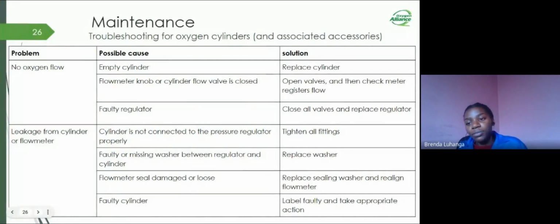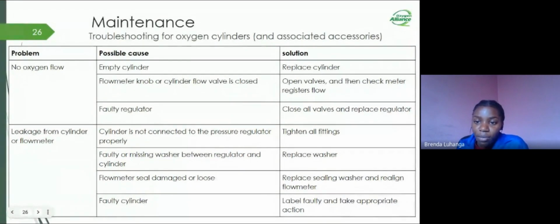There are also different issues that can be associated with oxygen cylinders. For instance, sometimes there is no oxygen flow. This can be mainly because the oxygen cylinder that is in use is empty. So there is a need to replace the cylinder with a refilled cylinder.